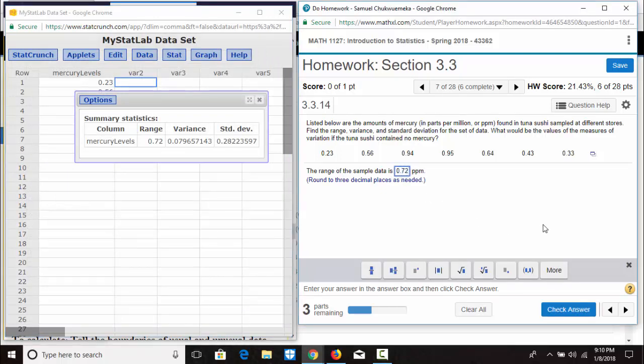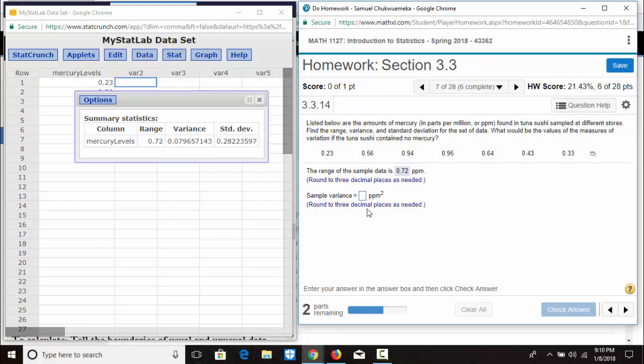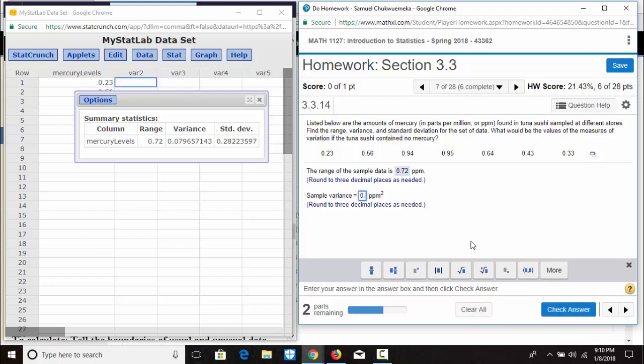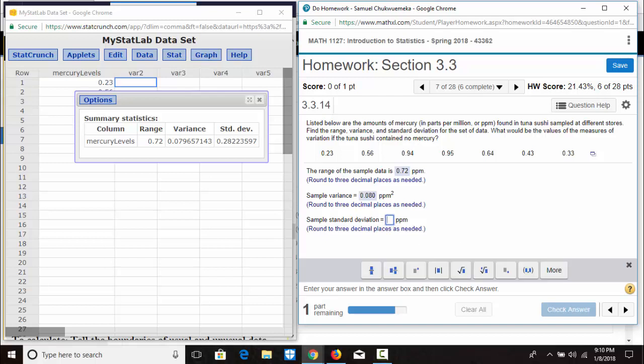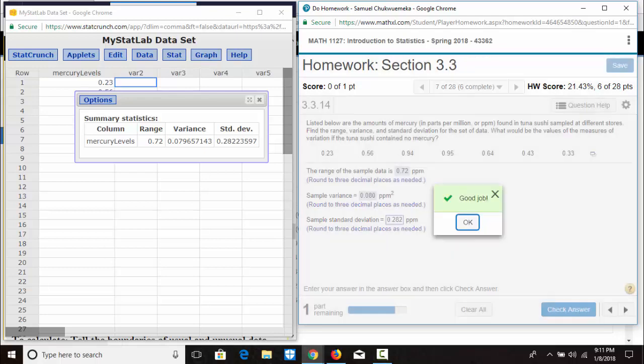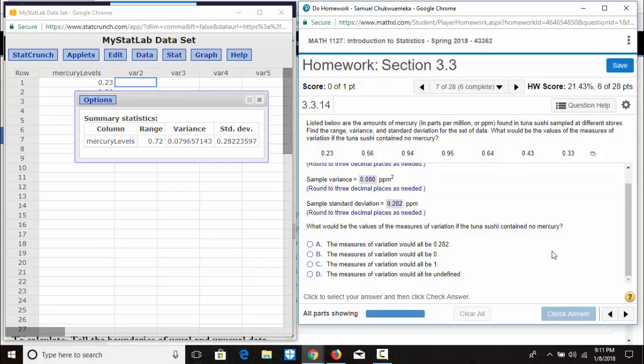So the range is 0.72 parts per million. The sample variance to 3 decimal places as needed would be 0.080. The sample standard deviation to 3 decimal places as needed would be 0.282. What would be the values of the measures of variation if the tuna sushi contained no mercury? Oh wow, they will all be 0, because this will be 0.0000000 mercury, right? So they will all be 0.